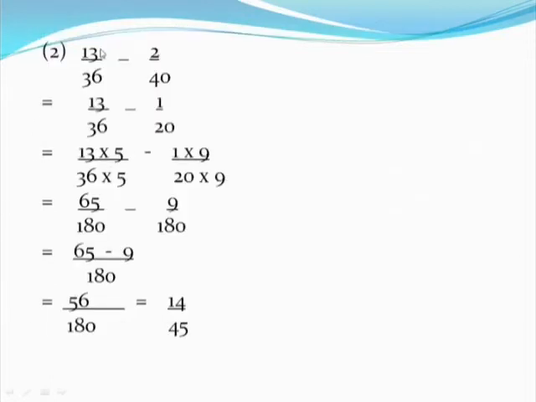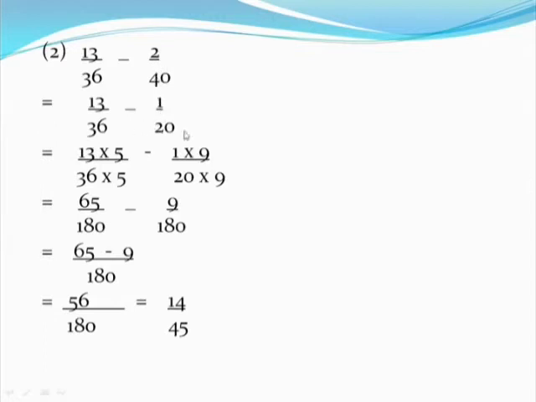Example number 2. 13 upon 36 minus 2 upon 40. Now look at the second fraction, children. Here 40 is multiple of 2. So you will reduce it to lowest form. That is 2 ones are 2 and 2 20s are 40. So you will get 1 upon 20 as the lowest form of 2 upon 40.